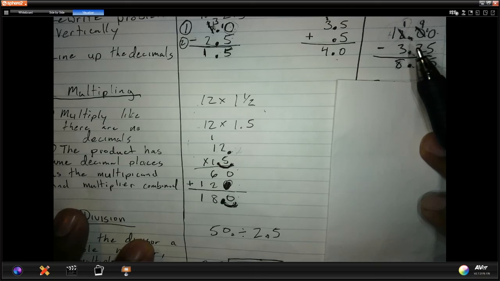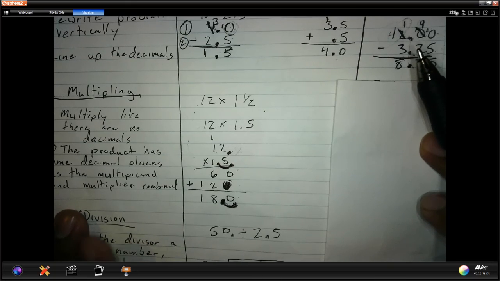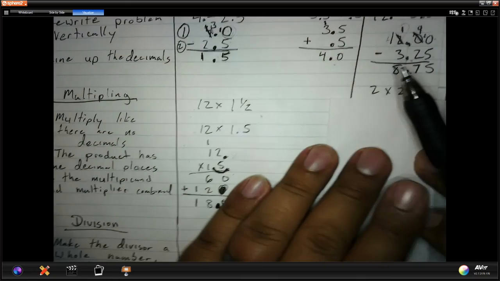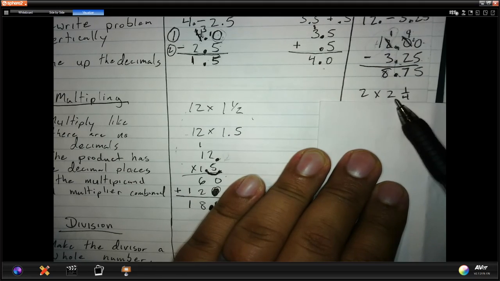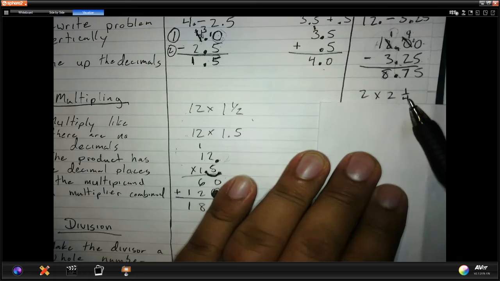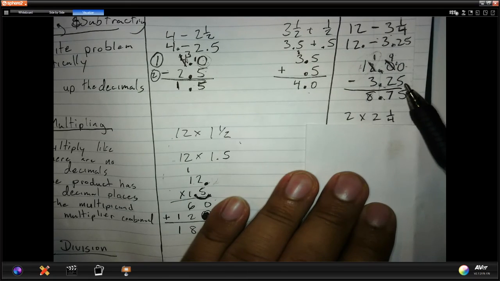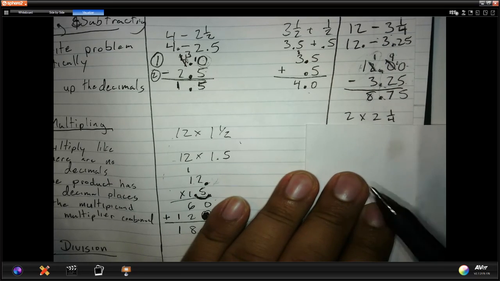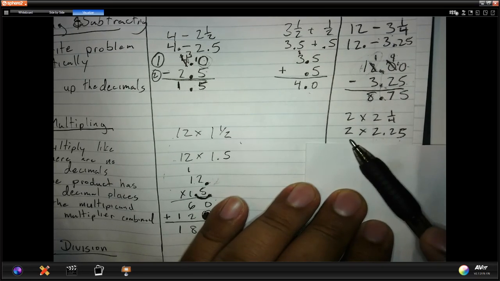Now, when we multiply, first thing we want to do is change those fractions into decimals. So we have 2 times 2 and 1/4. I got to change this 1/4 right here back to a decimal. We said 0.25 is our decimal when we change that fraction into a decimal. So now our new problem is 2 times 2.25.